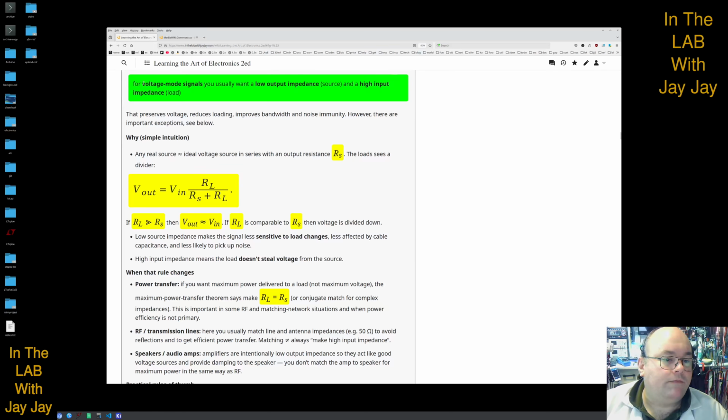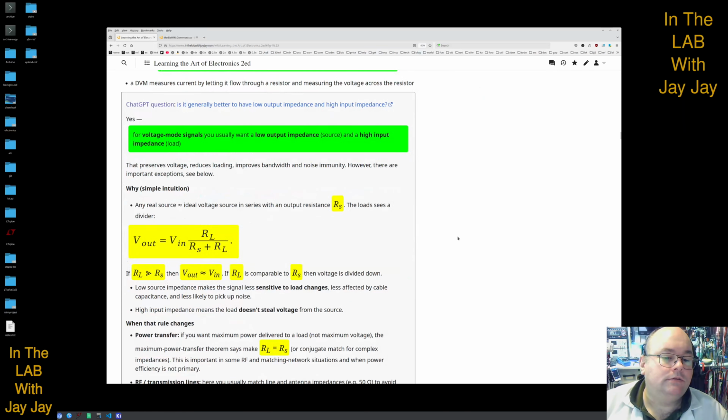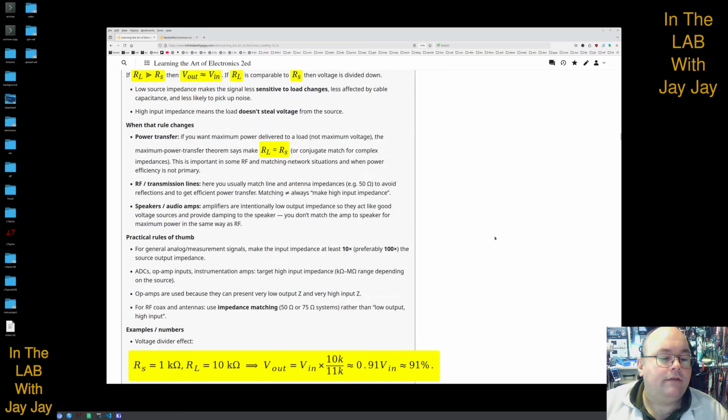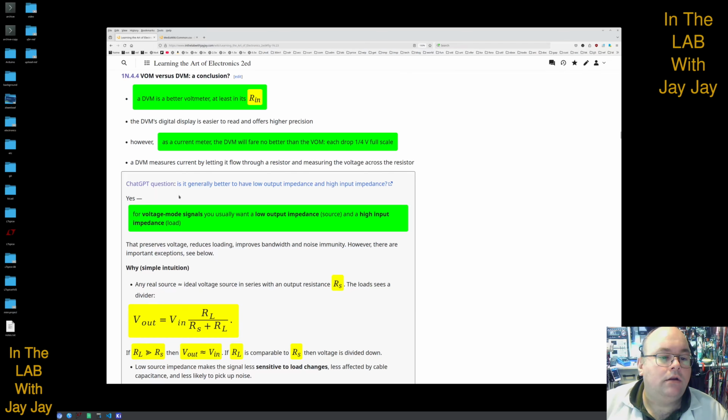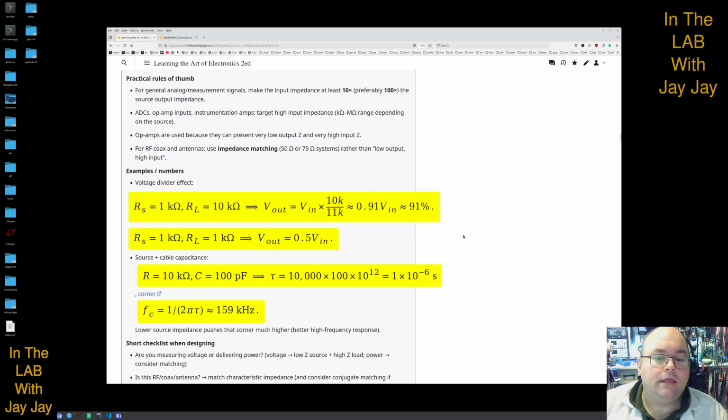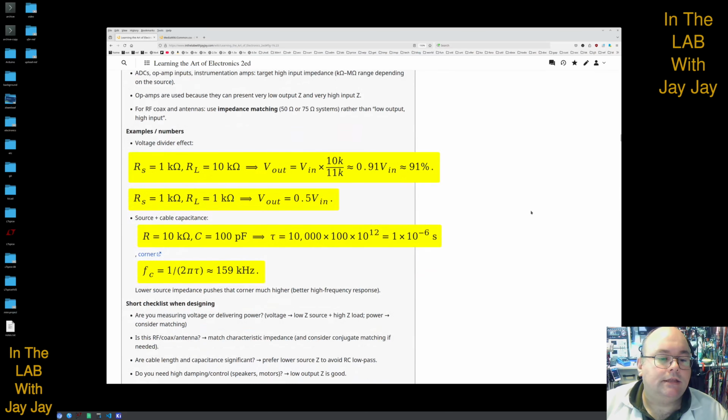But that's qualified for voltage mode signals. If you want to do power transfer, then you want to do impedance matching. We'll probably cover that eventually, but this particular note is just from ChatGPT. So I'll look at that. The math hangs over the edge. Interesting.